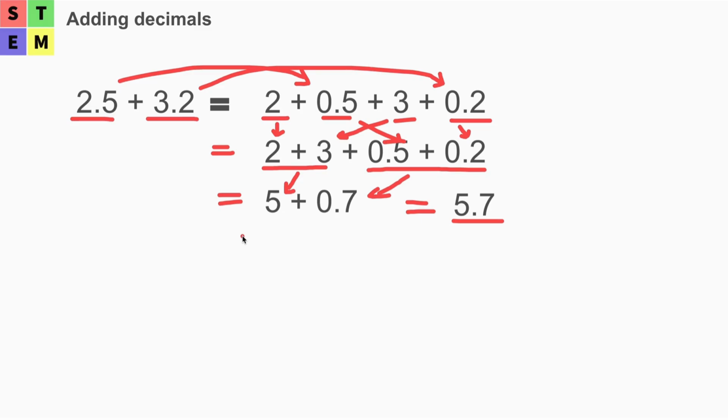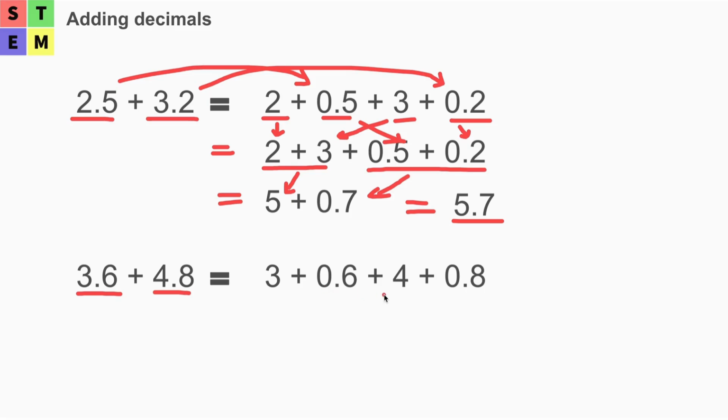So let's take a look at another example, which is a bit more complicated than this one we have here. We got 3.6 plus 4.8. Okay, so again, first we're gonna separate them, right? So we got 3 plus 0.6 plus 4 plus 0.8. Same as the previous example, so nothing new.